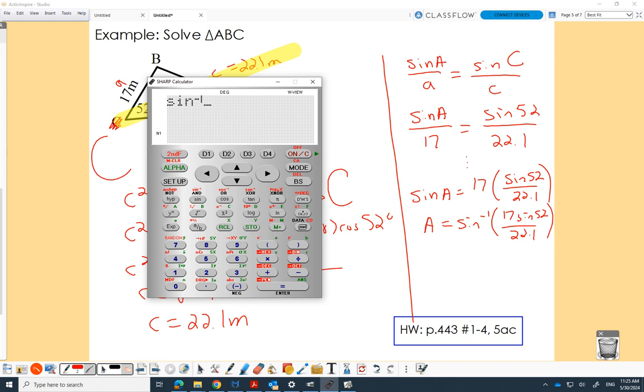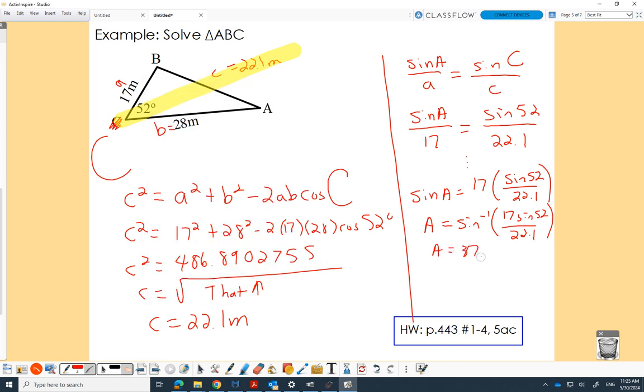If you're showing extra steps because that's the way it looks better to you, I love it. 17 sine 52 over 22.1. Sine inverse, I get 37.3 degrees. Ha, it's good. I'm happy. Did you get 37.3 degrees?